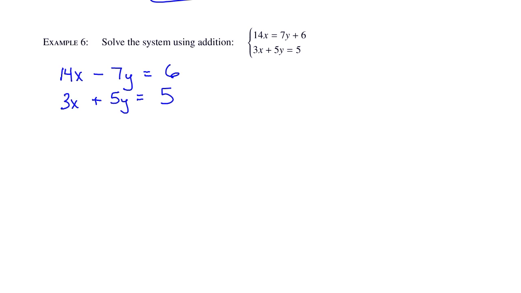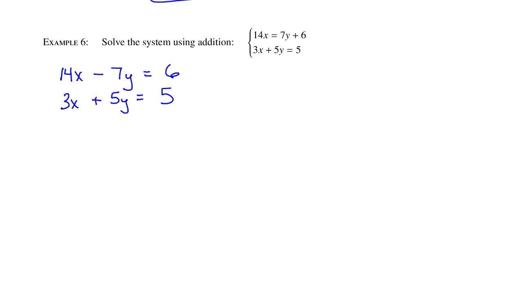and the constants. Now in the first example on this page, we were lucky. We had 3x and we had negative 3x, and so you just add and they canceled. Okay, you're not going to get that fortunate every time. We're going to have to create some equations that work here. So what I'm going to do is I'm going to plan to get rid of the y's.